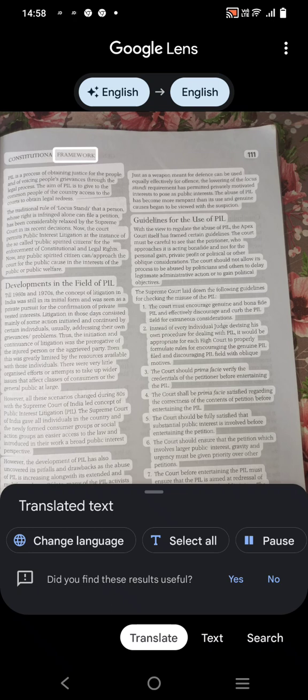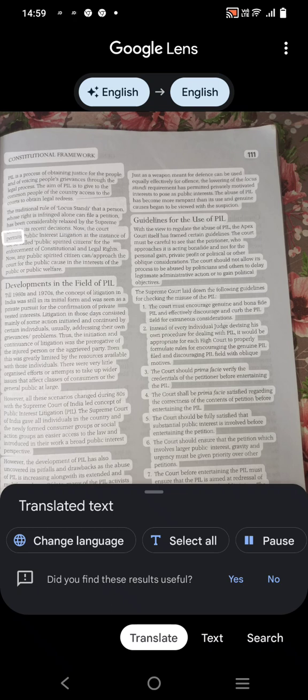Constitutional Framework. PIL is a process of obtaining justice for the people and of voicing people's grievances through the legal process. The aim of PIL is to give to the common people of the country access to the courts to obtain legal redress. The traditional rule of locus standi, that a person whose right is infringed alone can file a petition, has been considerably relaxed by the Supreme Court in its recent decisions.